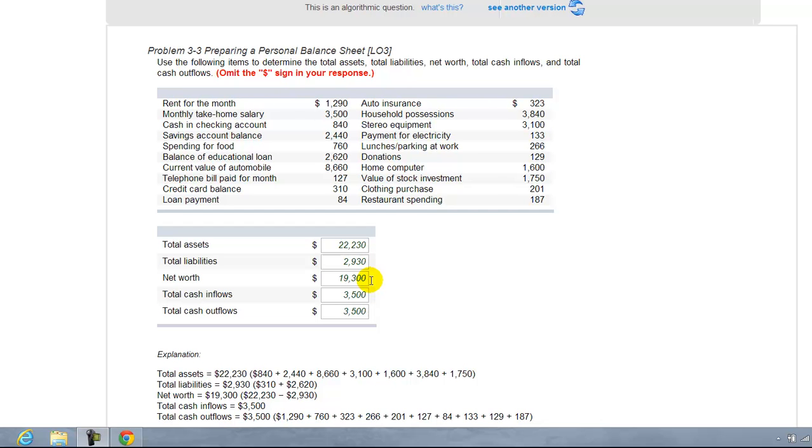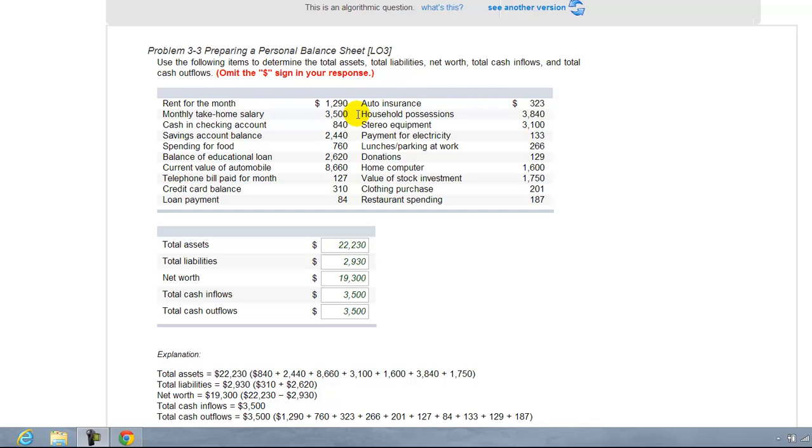Now, cash inflows and cash outflows. That's anything that you would write a check for or get money into your checking account for. Those are inflows and outflows. Or another way to say it would be something that you would either put in the bank or make a debit card entry for. The only inflow we have would be the monthly take-home salary of $3,500.